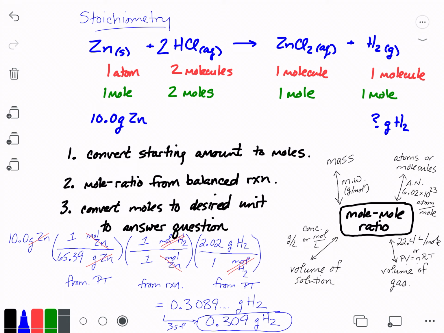This is a classic stoichiometry problem. You'll use the same 3-step method anytime you're starting with one amount of a chemical and asking about a different chemical in the chemical reaction. And again, using our little diagram at the right, we can start or end in either mass units, atoms or molecules, volume of a solution, or volume of a gas. And the only thing that changes is where we get our conversion factors. You'll get lots and lots of practice with this.